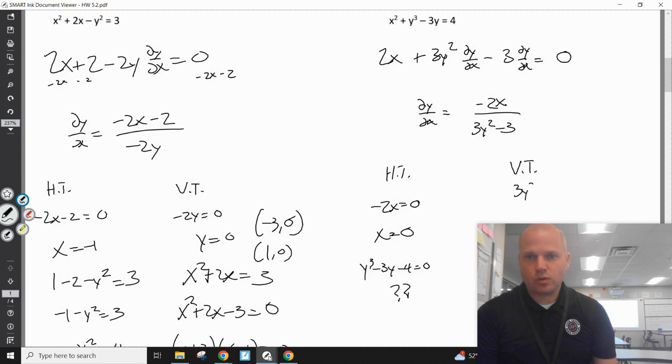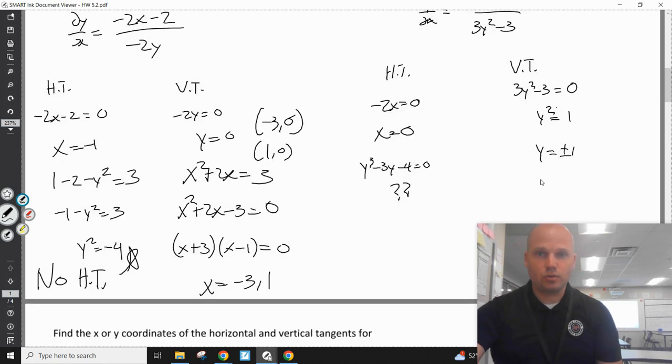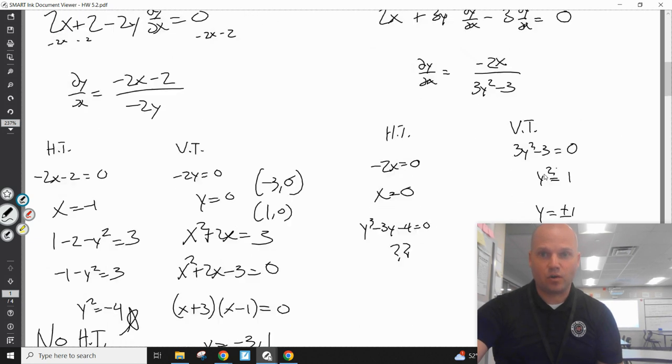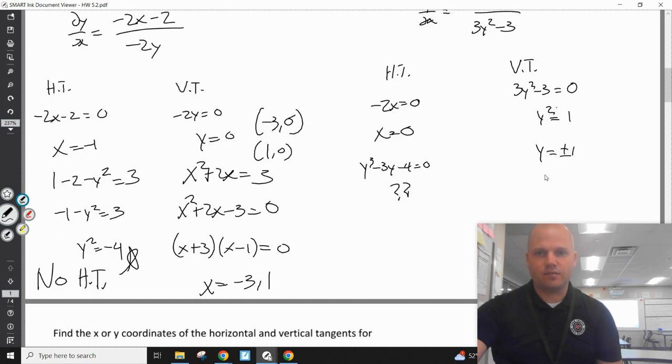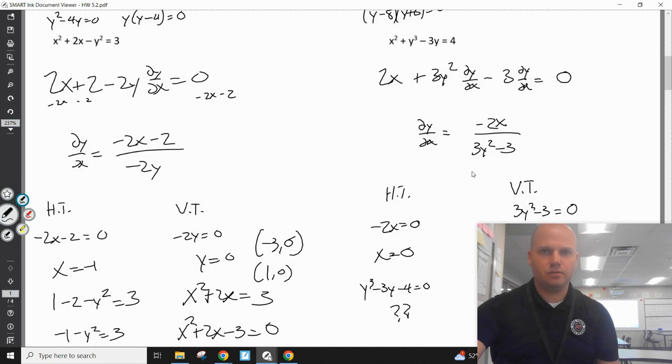When 3y squared minus 3 equals 0, that's when y squared equals 1. Be careful, that's when y equals plus or minus 1. That means there are two locations, when y is positive and negative 1, which means there's going to be like 4 locations of our vertical tangents. Is that right? So let's talk about y being positive 1. This is just a heads up: stuff can happen, deal with it.